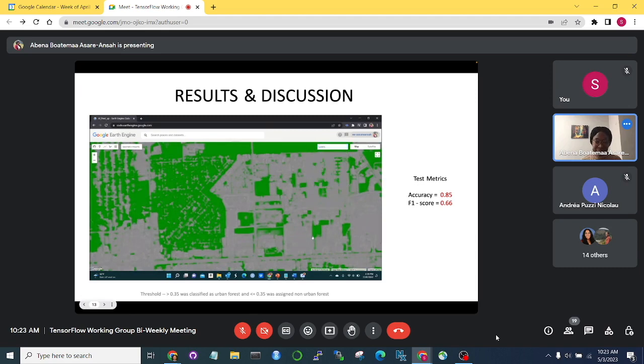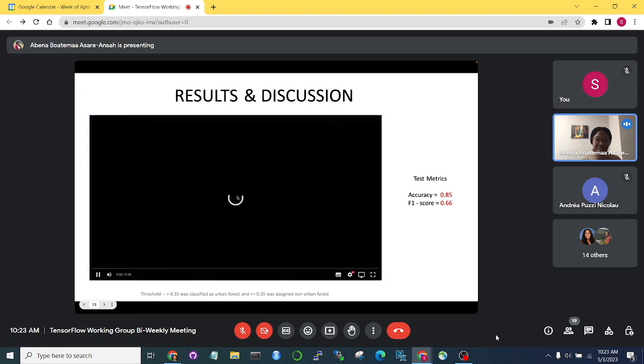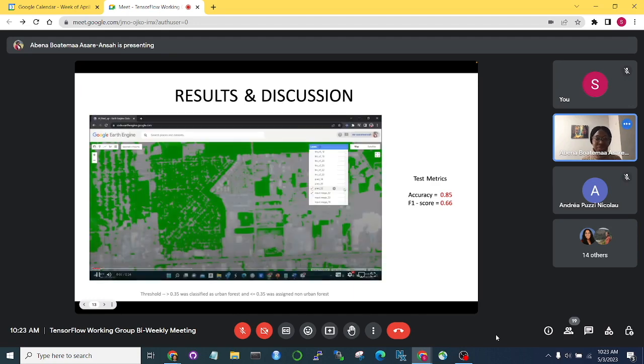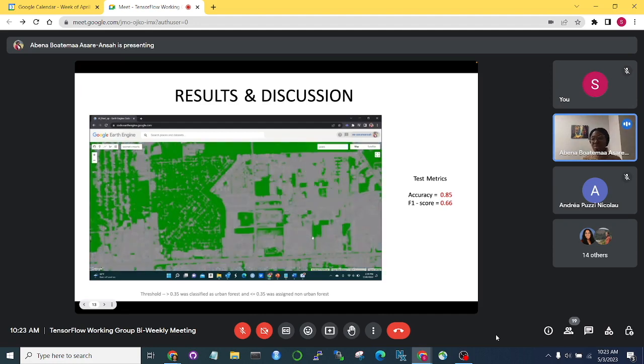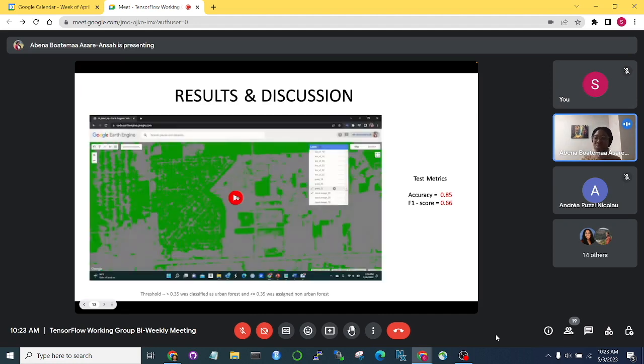Okay, let me just play this video again. So the green areas are the predicted urban forest areas, and then the gray areas are the non-urban forest areas. And as you can see, this was quite a good prediction. For the test metrics, I had an accuracy of 0.85 and an F1 score of 0.66.